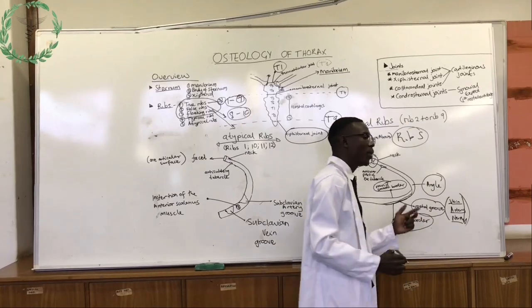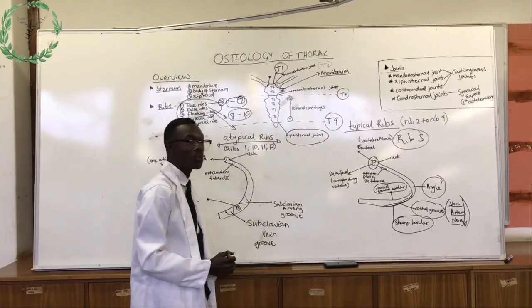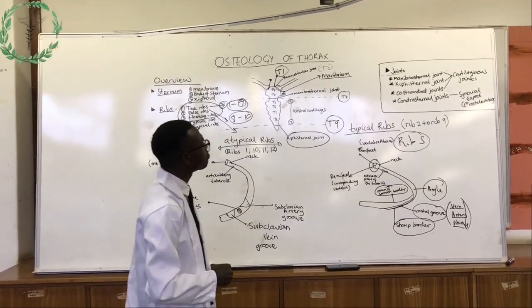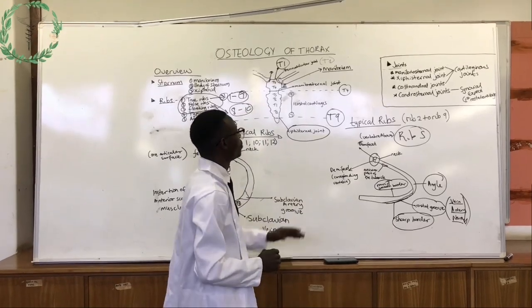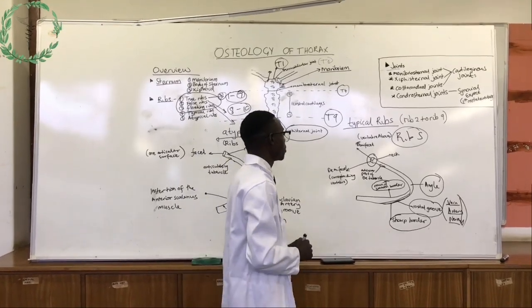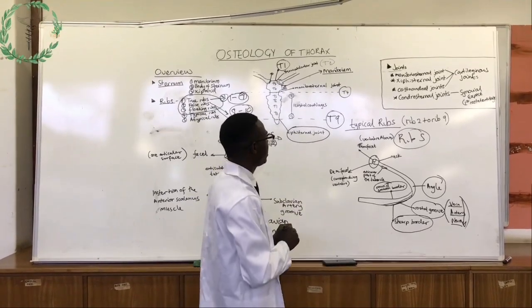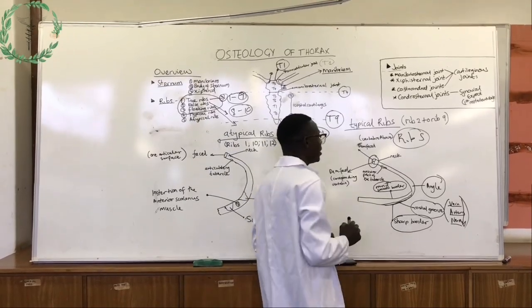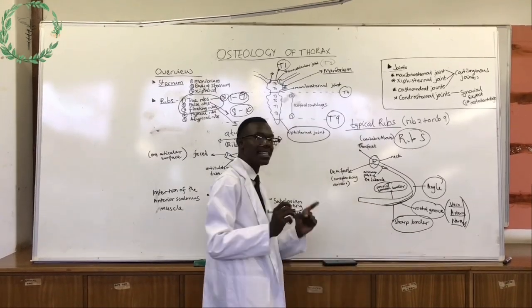We start with the vein, and we go to the artery, and then we go to the nerve. So that's something that we need to take note of about the typical ribs, right? And one of the most important things about the typical rib is that they have one head, but two demifacets.